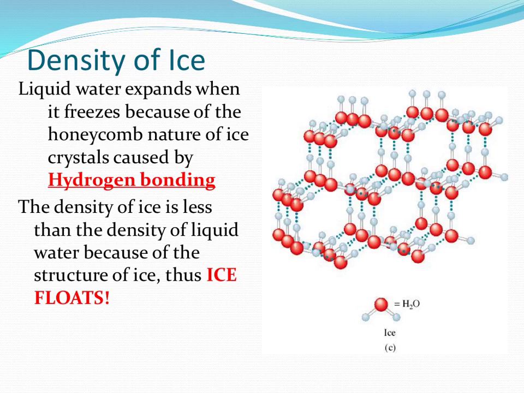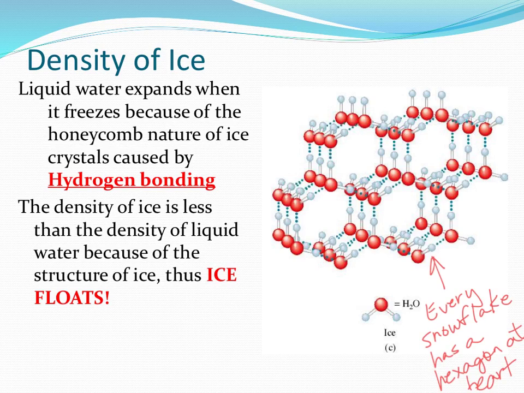Another important property of water is that the liquid water expands when it freezes because the hydrogen bonding causes it to make these big open hexagonal crystal structures. And so the density of ice is less than the density of liquid water, so ice floats. We talked about this way back in the beginning of the year in the matter unit. That's why every snowflake has 6 sides, because every snowflake has a hexagon at its heart.